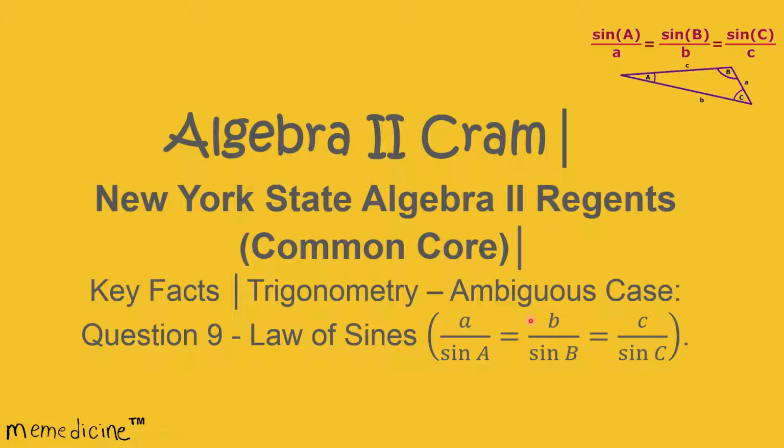Question 9, Law of Sines. Side A over the sine of angle A is equivalent to side B over the sine of angle B, which is equivalent to side C over the sine of angle C.